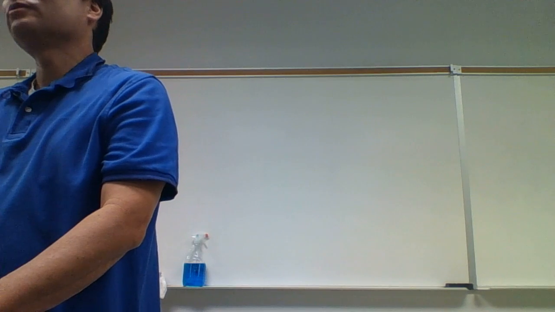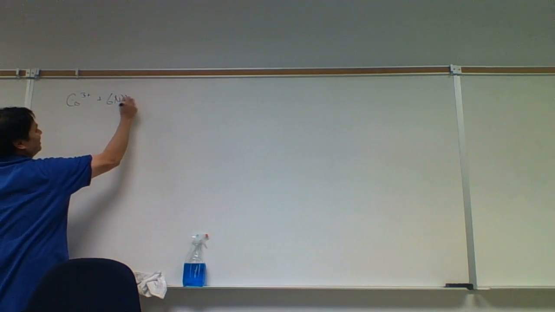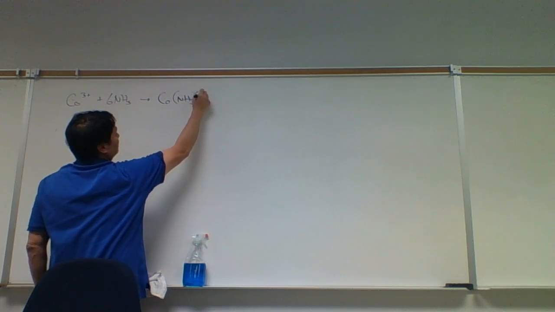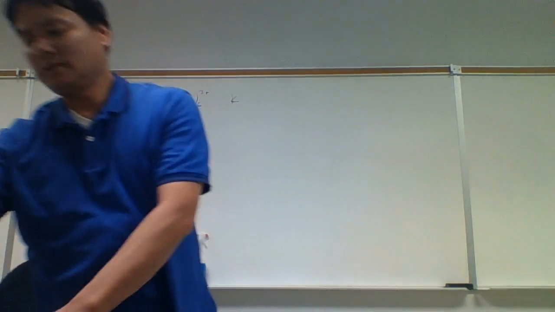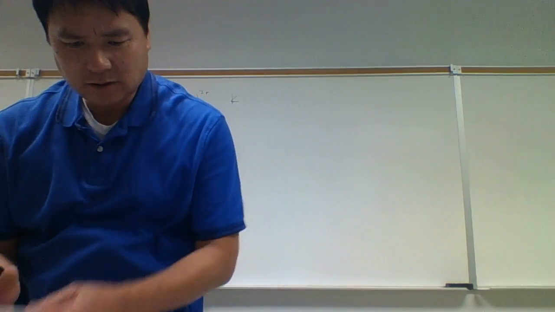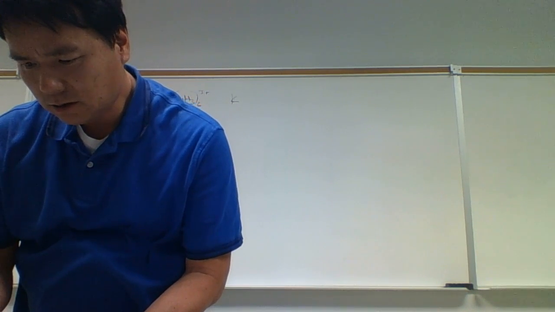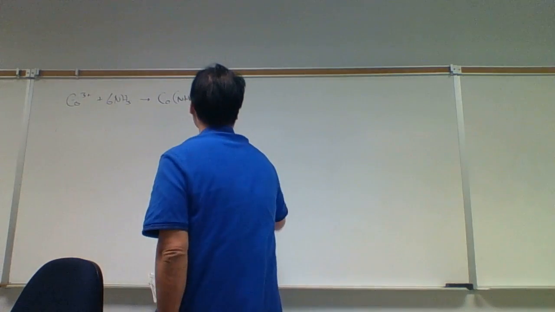Right, quickly we'll go through it. Okay. All right, cobalt 3 plus 6 NH3 yields the hexamine cobalt complex. Plus, what was K for this one? Let me look up the K value here. 4.5 times 10 to the 33.